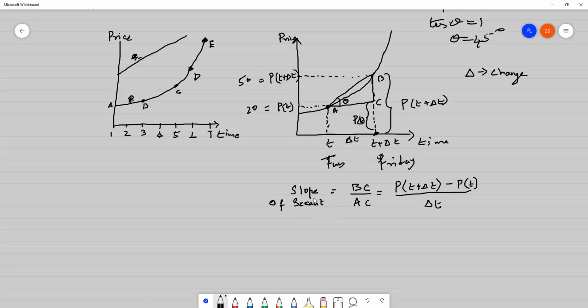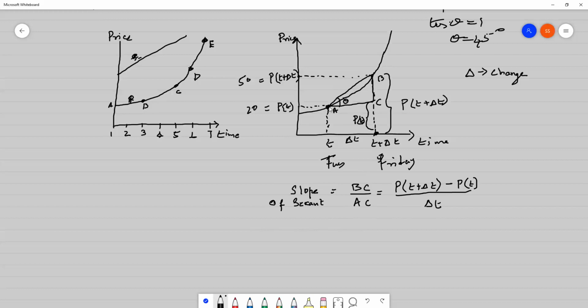The slope of the secant. What does the slope of the secant represent? The slope of the secant represents the rate at which the price of rice increases from Tuesday to Friday. It is the average rate. It is the average rate at which the price increases.